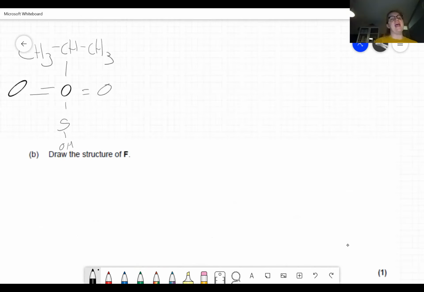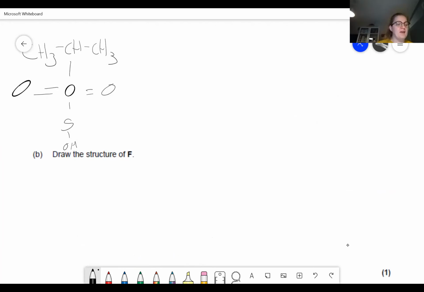Okay, so basically F is the other isomer. So it's just asking us to draw out F. For this, any correct structural formula, including an oxygen, sulfur, oxygen 3 bonded through oxygen correctly, would be accepted. So I'm going to show you that quickly now. That would look like this.